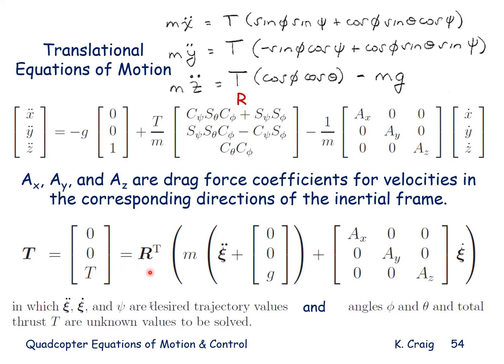So in this equation, x double dot, y double dot, z double dot, x dot, y dot, z dot, and the yaw angle psi are desired trajectory values. And angles phi and theta and total thrust T are unknown values to be solved.